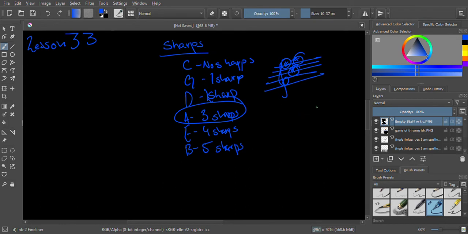Even flat is the same thing. Regardless, the way we're going to do it. So now, which sharps are there?